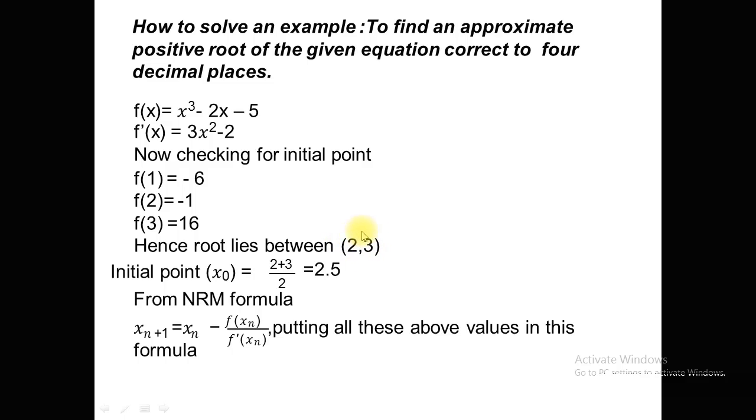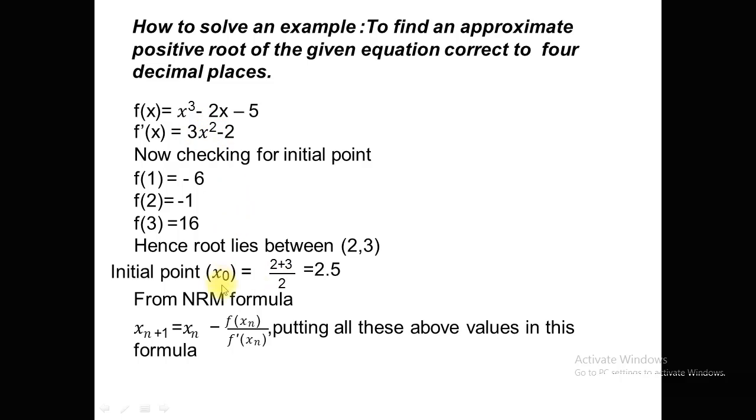Since the root lies between 2 and 3, x0 will be 2.5, and 2.5 lies in this interval. So our initial value converges to the root. This is the approximate root of the given non-linear equation. Now taking the derivative of the function, f'(x) by the power rule is 3x squared, the derivative of -2x is -2, and the derivative of x cubed by the power rule is 3x squared. This is f(x), and this is the derivative of the function.